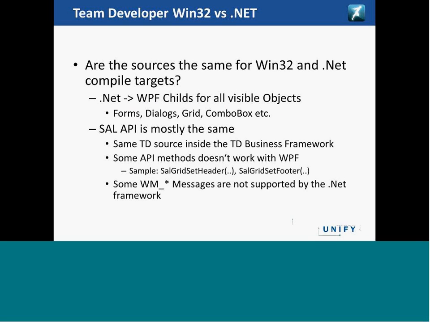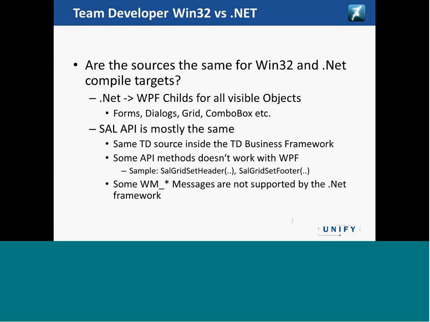Are the sources the same for Win32 and .NET compiled targets? No. On Win32, we have our own objects like form dialogs, combo boxes, and so on. For .NET, we have WPF children for visible objects. So if you compile, for example, a dialog or a form or MDI, you create XAML files, which describe the look and feel of these dialogs and forms. So totally different technology.